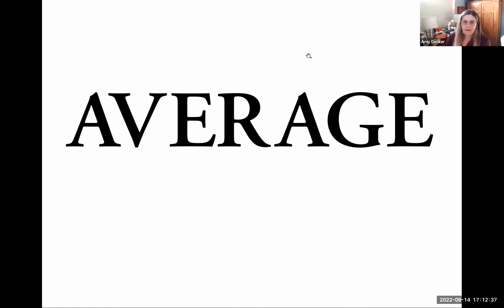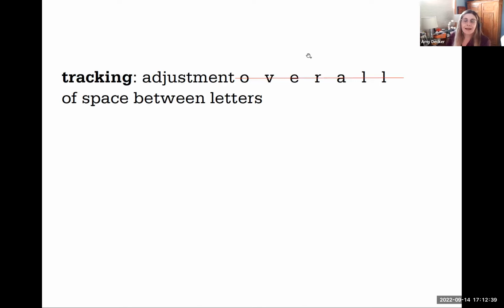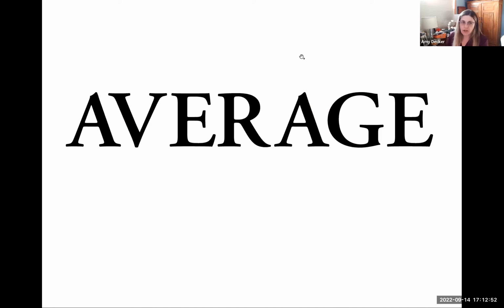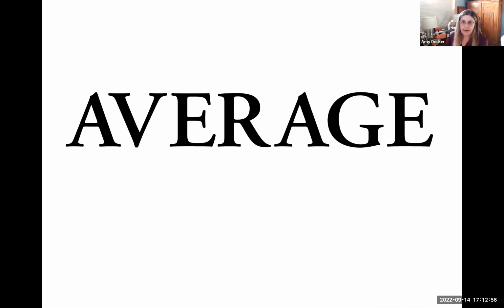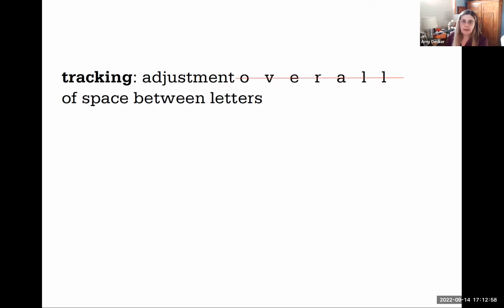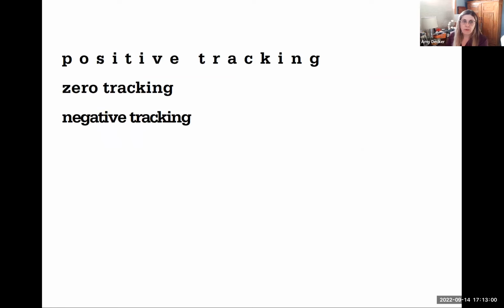All right. So that's kerning. Tracking is the adjustment of the overall space between all the letters in the word, and it's equal. Whereas you can see we were adjusting just the space between specific letters here, not all of the letters. When we go into tracking, we track the whole word equally.